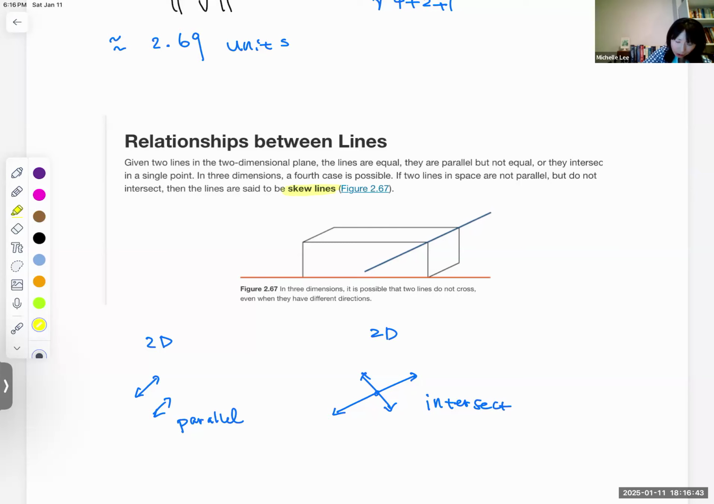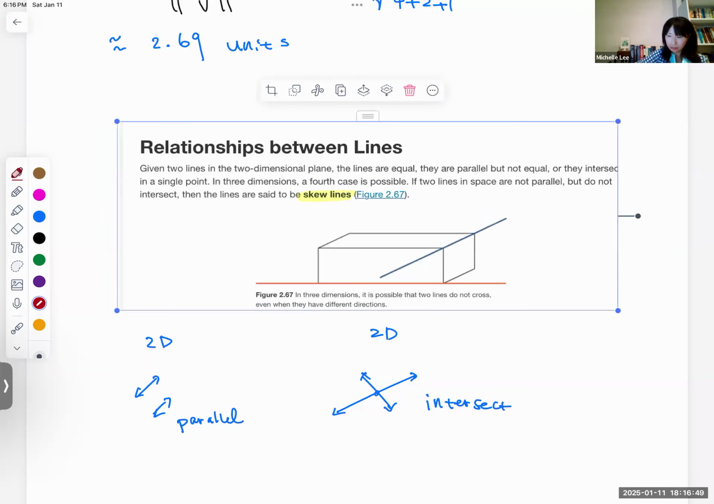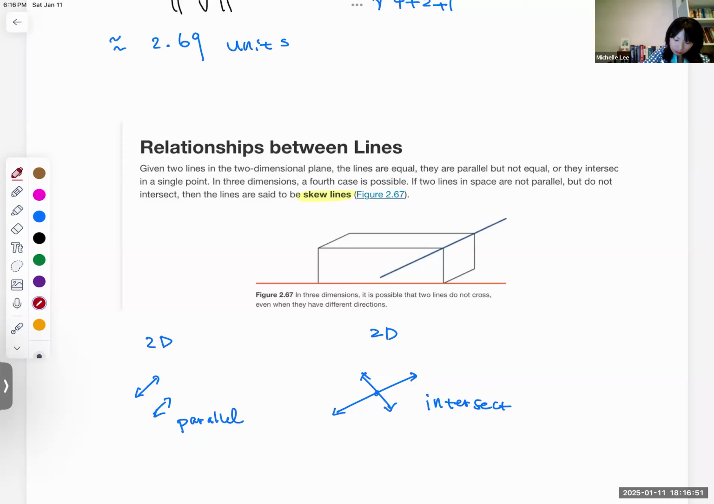This is a skew line. So a skew line is neither parallel nor intersecting line. All right.